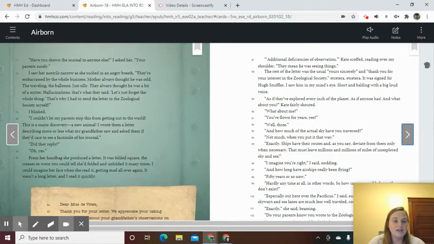That's why I had to send the letter to the Zoological Society myself. I blinked. I couldn't let my parents stop this from getting out to the world. This is a major discovery, a new animal. I wrote them a letter describing more or less what my grandfather saw and asked them if they'd care to see a facsimile of his journal. Did they reply? Oh, yes. From her handbag, she produced a letter. It was a folded square, the creases so worn that you could tell that she'd folded and unfolded it many times. I could imagine her face when she read it, getting mad all over again. It wasn't a long letter, and I read it quickly.